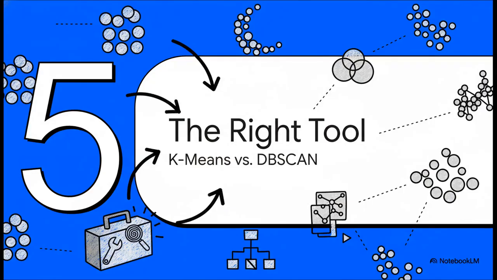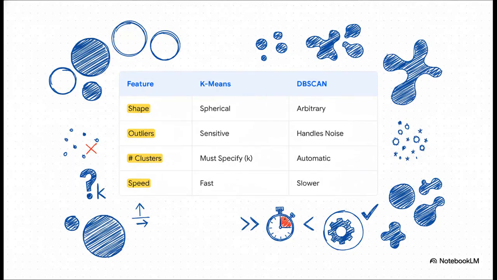So here's the crucial point. In machine learning, there's almost never a single best algorithm that works for everything. It's always about choosing the right tool for the job you have in front of you. And this table just lays out the trade-offs perfectly. K-Means, our organizer, is super fast, but you have to tell it how many clusters to find, and it assumes they're all round. It's also really sensitive to outliers. DBSCAN, our detective, is a little slower, sure, but it can handle any shape you throw at it. It figures out the number of clusters on its own, and it's fantastic at ignoring noise.